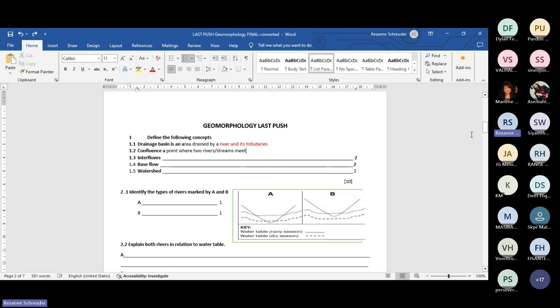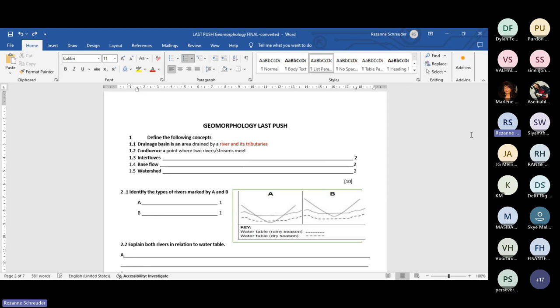So, Rusha, I just want to point out the following. I think you repeated drainage basin over there. So, the drainage basin is an area drained by a river and its tributaries. Then it looks like Matthew, area of land where water from rain drains down into a water body. Drainage basin refers to the total area of land surface drained by a river.